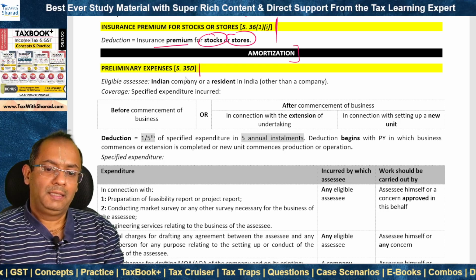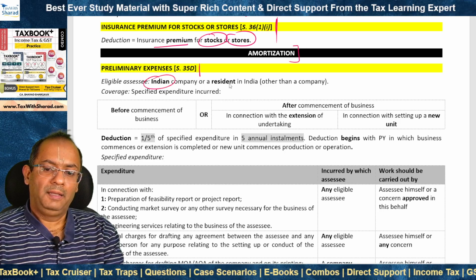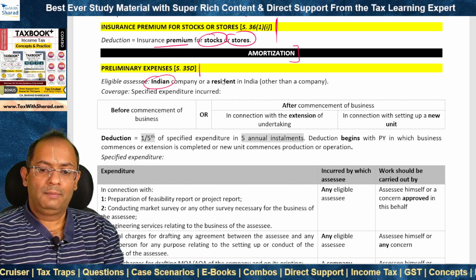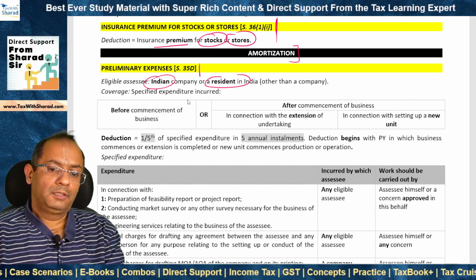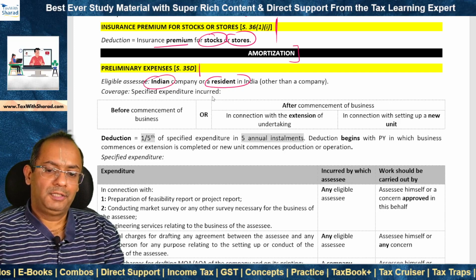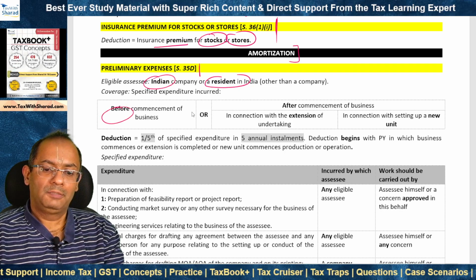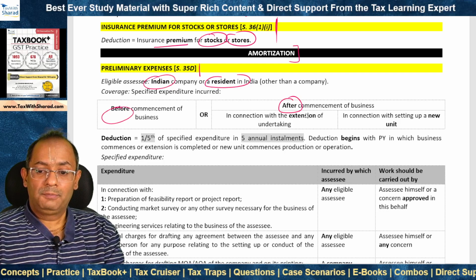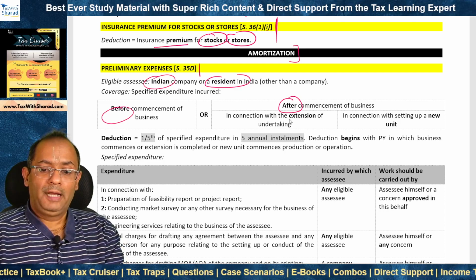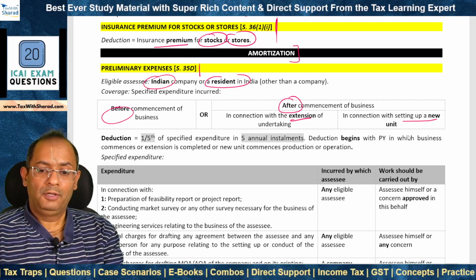Who is the eligible assessee? In the case of a company, it should be an Indian company. Where the assessee is not a company, the assessee should be a resident in India. What is the coverage of specified expenditure? A specified expenditure should be incurred either before the commencement of business. It can also be incurred after the commencement of business, but it should be in connection with the extension of an undertaking or setting up of a new unit.